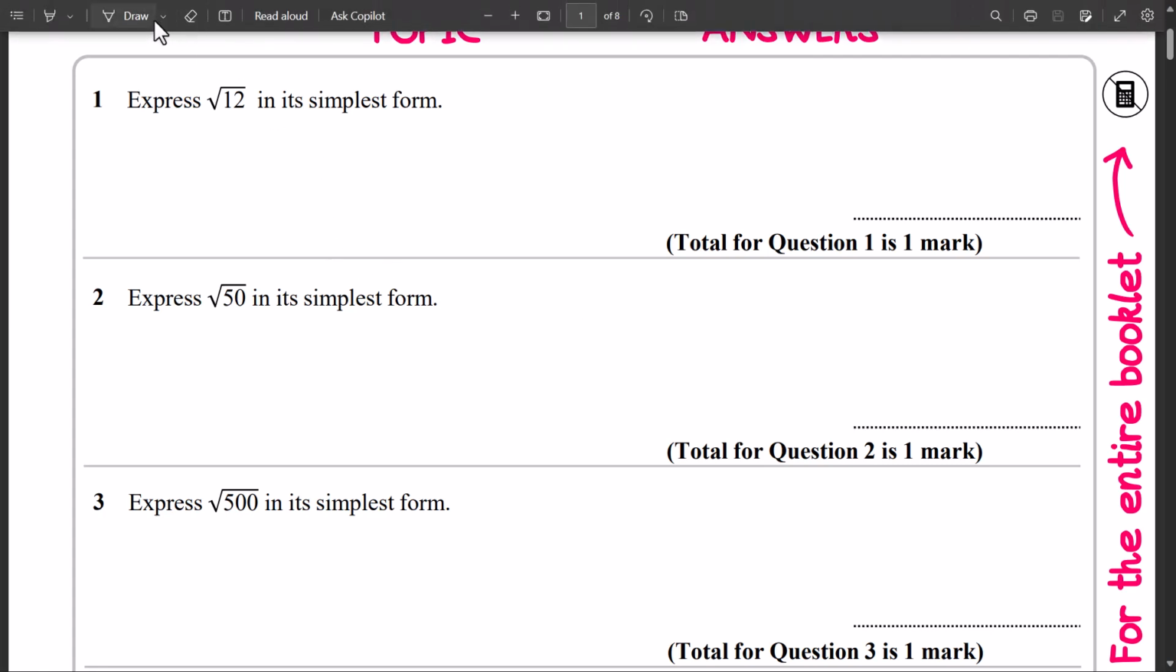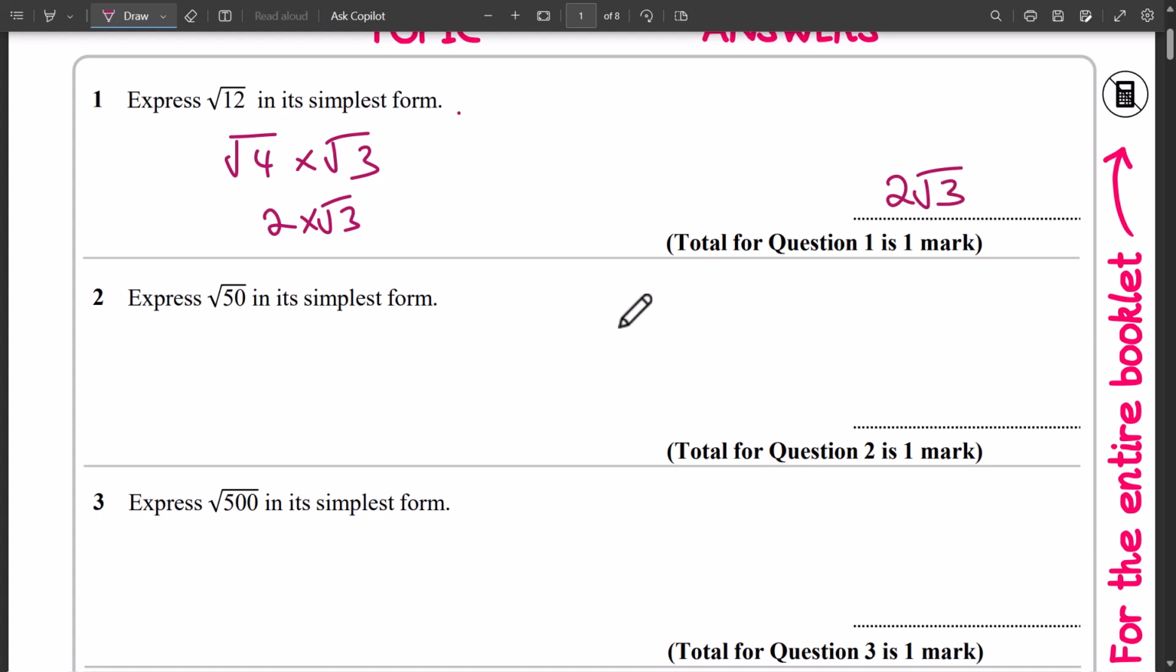Okay, so here's our very first question. We want to express root 12 in its simplest form, and we can do that by writing root 12 as root 4 times root 3. Of course, root 4 is 2, and times root 3, this simplifies to 2 root 3.